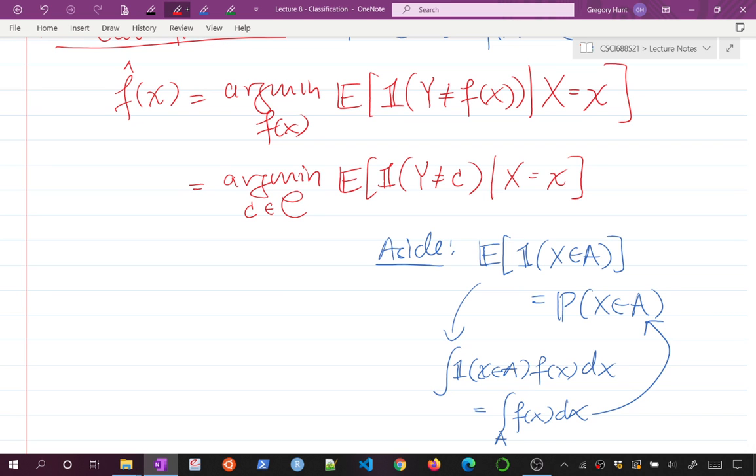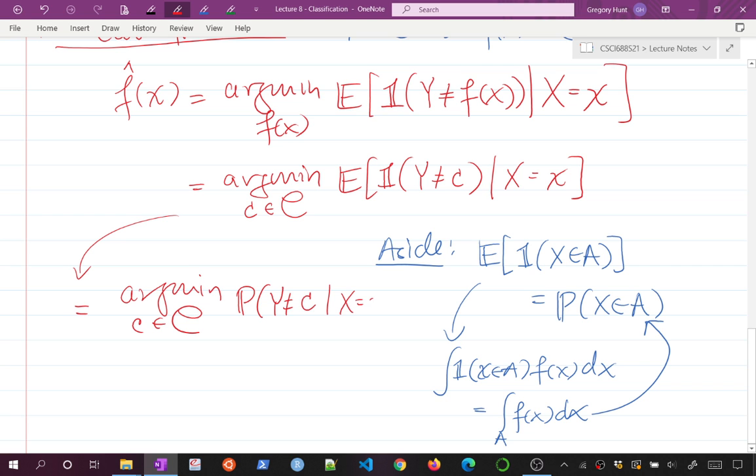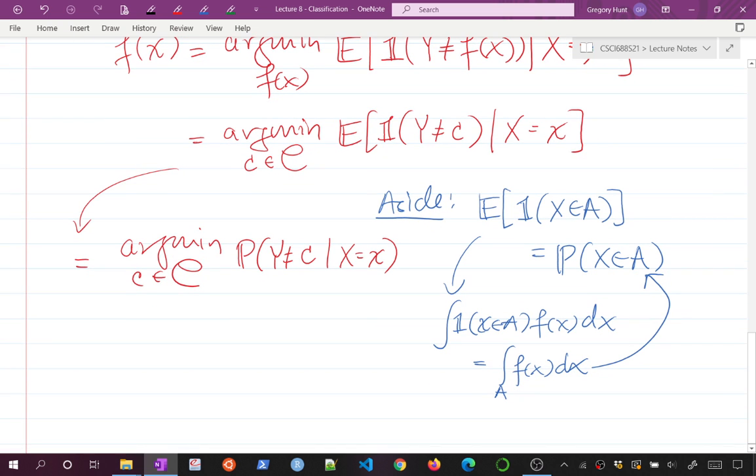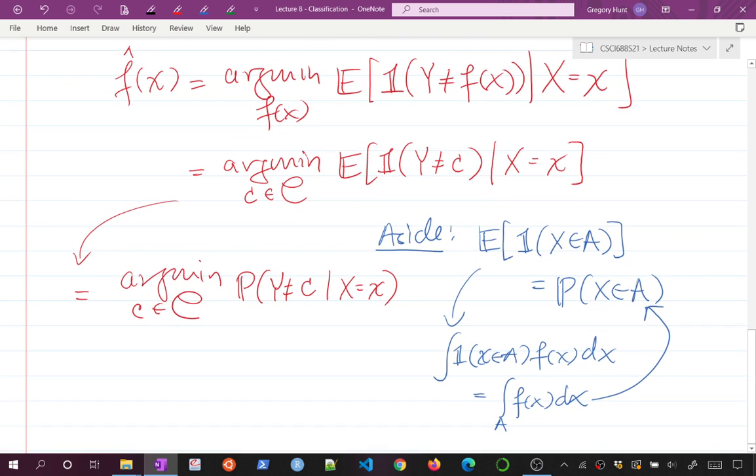What does that mean for us here? It means that the expected value of the indicator that y is not equal to c is just a probability. So I could just write this as the probability y is not equal to c. But it's a conditional expectation, so this will correspondingly be a conditional probability. And so you could stop here.